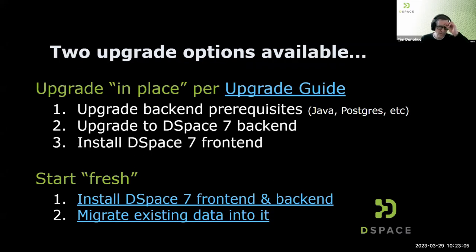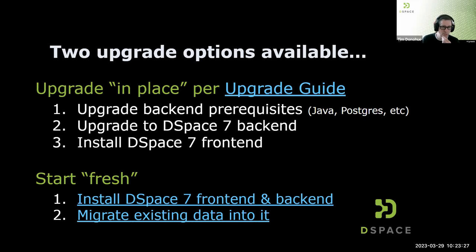And it is worth highlighting, this is something we went through in the webinar from November. There are two different upgrade options. You can either upgrade in place using our normal upgrade guide, and that's where you go through the upgrade of all the backend prerequisites, like installing the latest Java or Postgres. You upgrade the backend and then install the front end. So that's all documented in the upgrade guide.